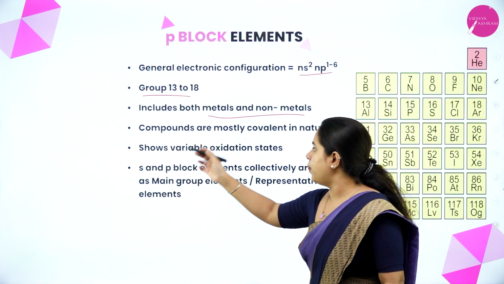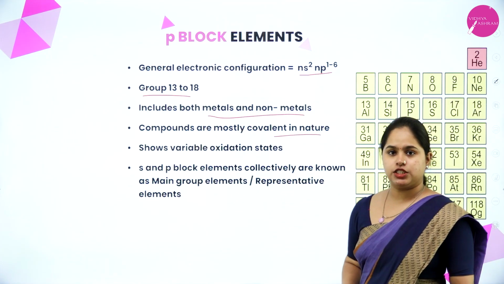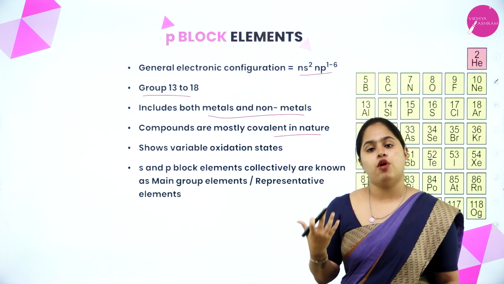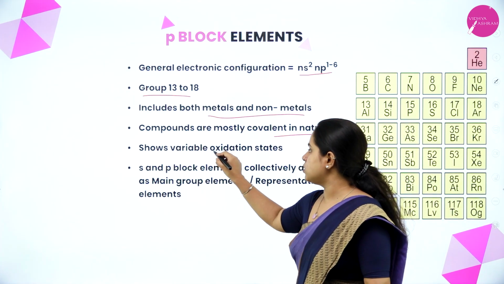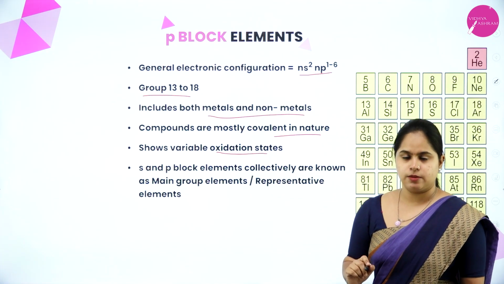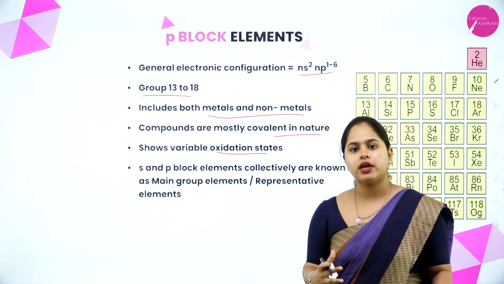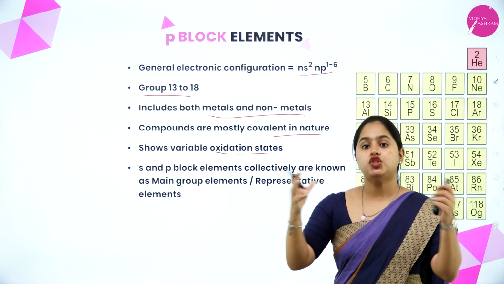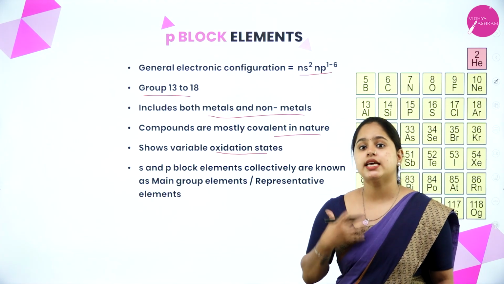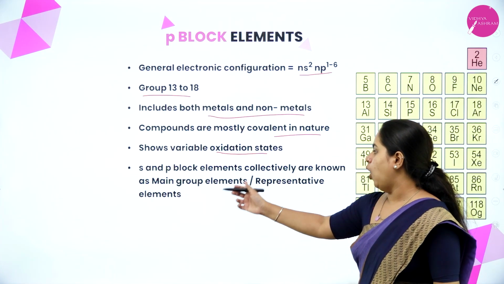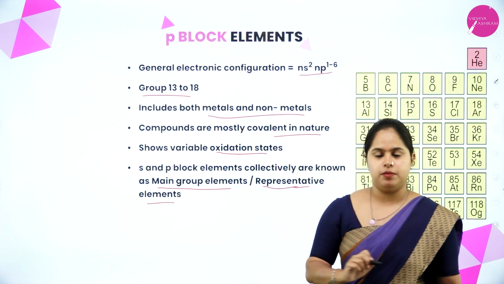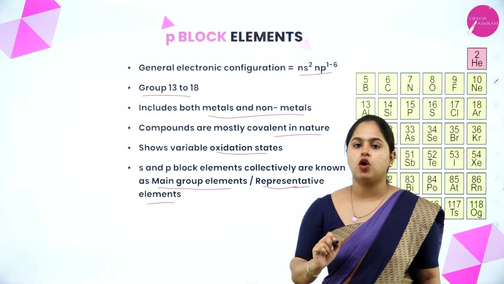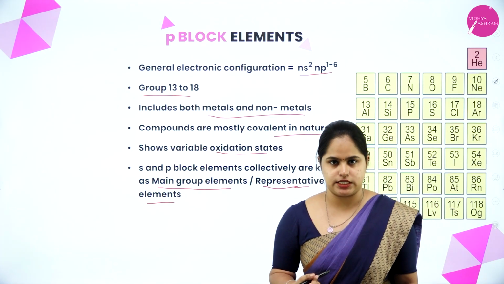So the compounds are mostly covalent in nature. In S block elements, they form ionic compounds. Here they form covalent compounds, right? And they show variable oxidation states. Clear? Now, S block elements and P block elements together are called representative elements or main group elements. So S and P together are called main group elements or representative elements.